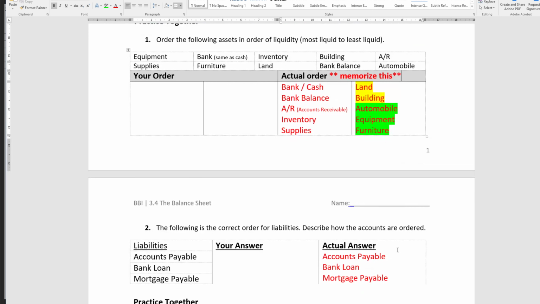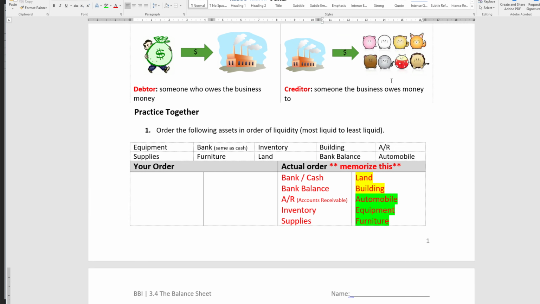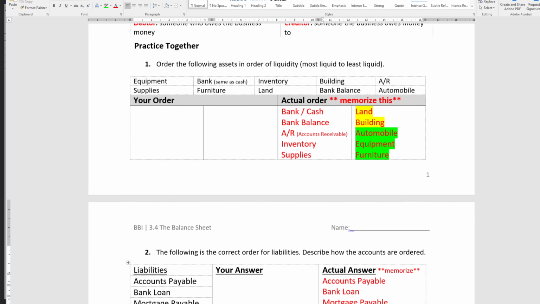The other order you're going to have to know is the order of liabilities. But the liabilities, you'll only have these 3 types. So I'll just write a note to memorize as well. But accounts payable is always going to be the first liability, followed by the bank loan. And the reason for that is because I will be able to pay off my accounts payable faster than my bank loan because these are to individual people or companies. The bank loan is usually for something bigger, like maybe there's an expensive piece of equipment.